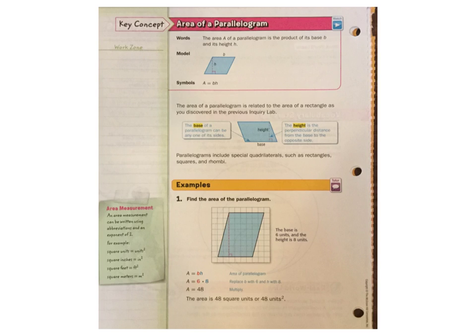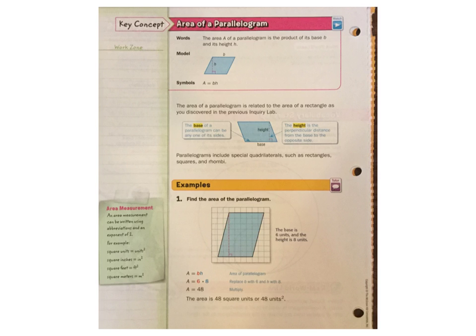All right, this is the beginning of a new chapter, chapter 9, on geometry. And this is lesson 1, area of a parallelogram. Our learning target is to be able to find areas and the missing dimensions of parallelograms.